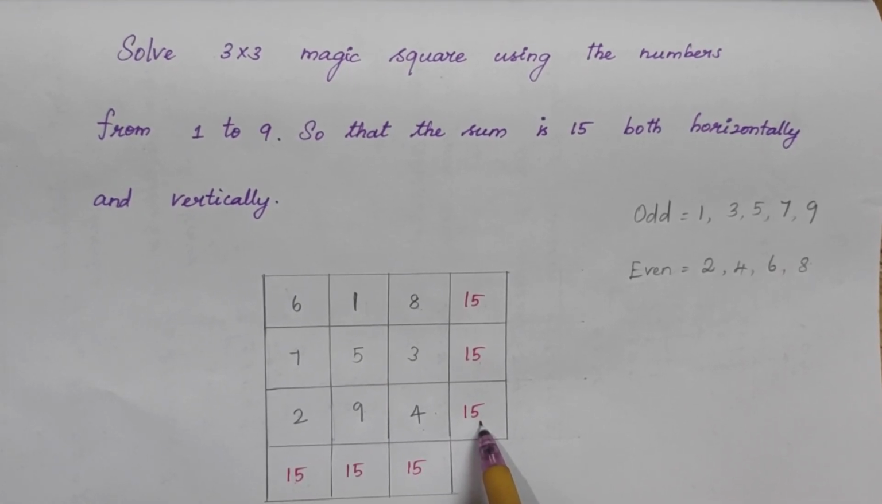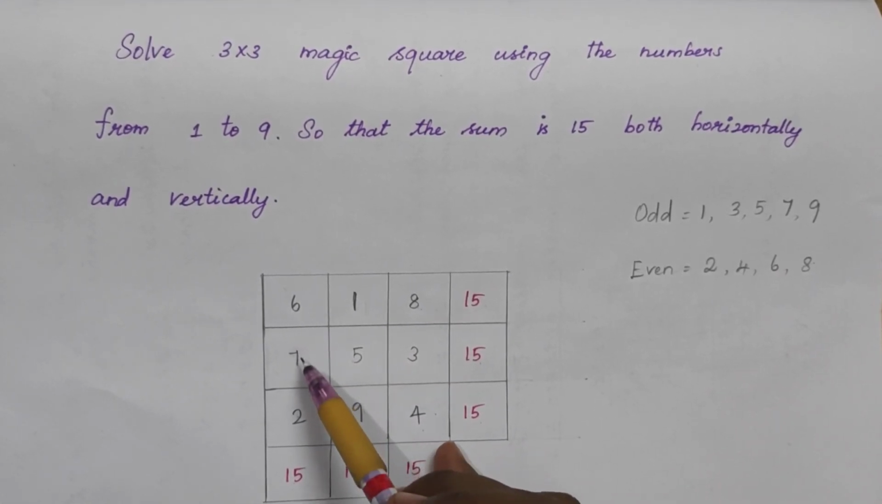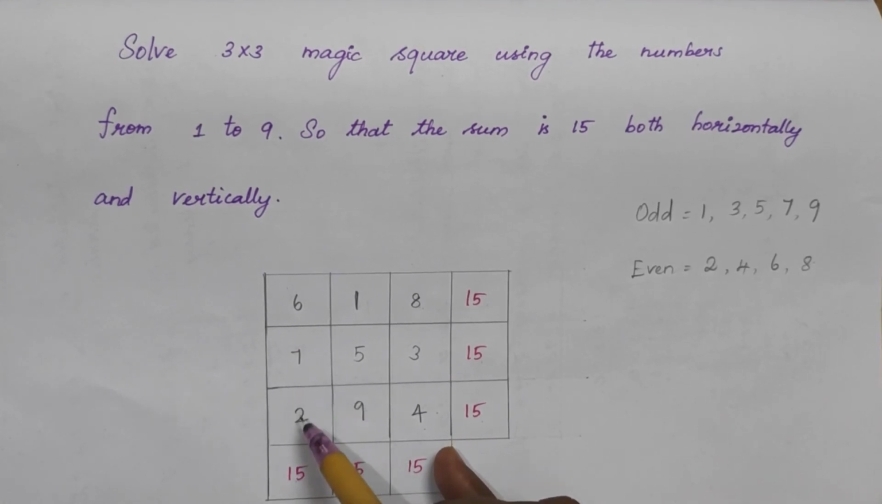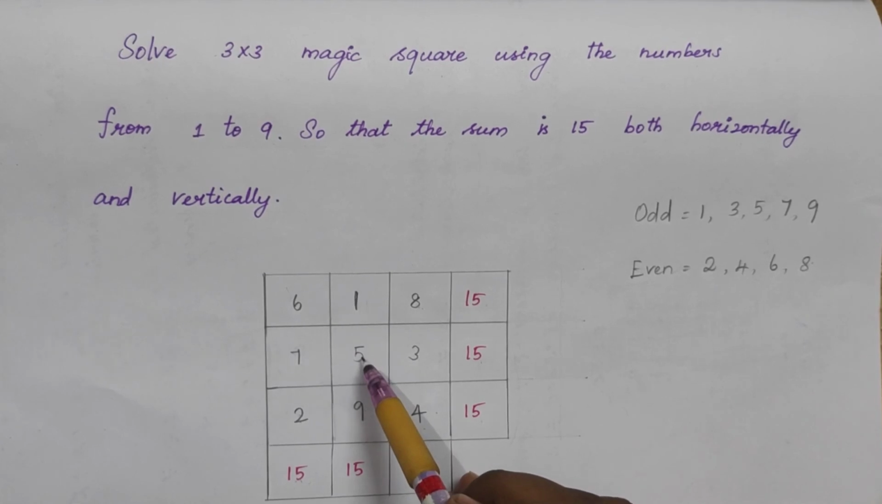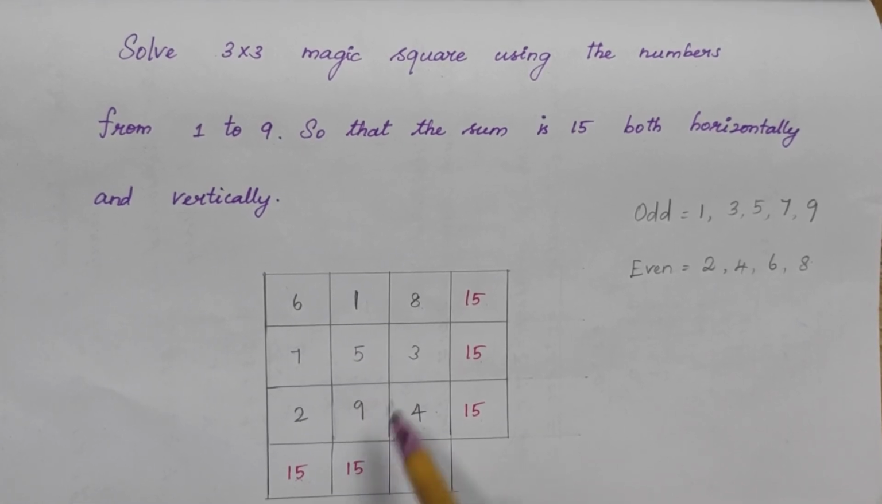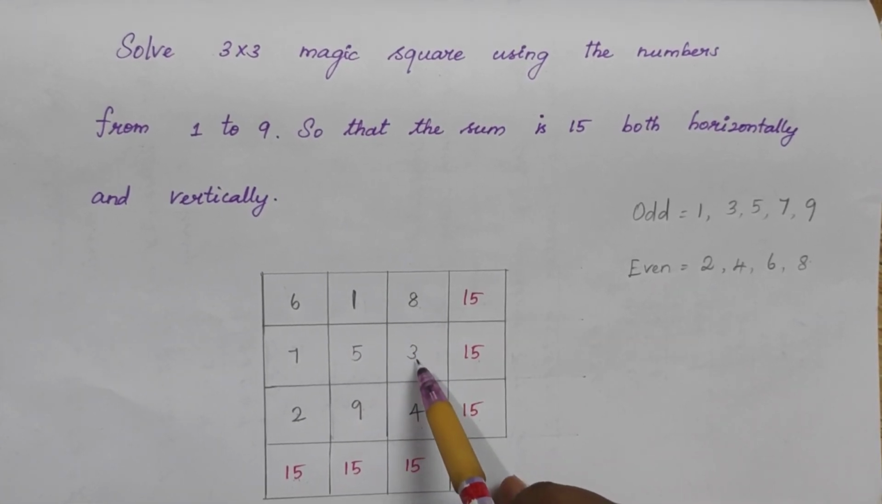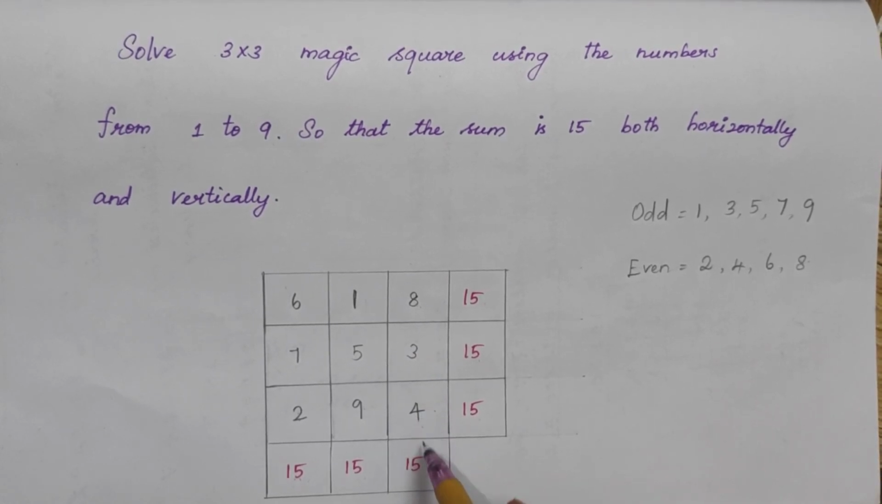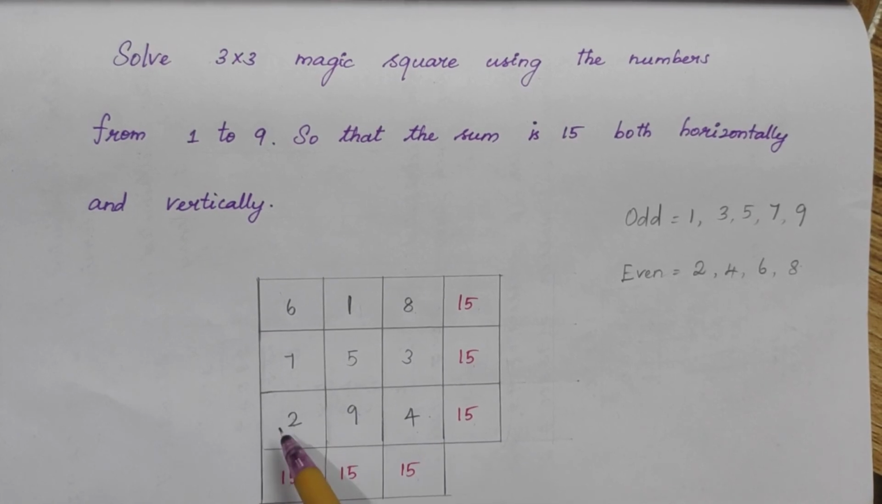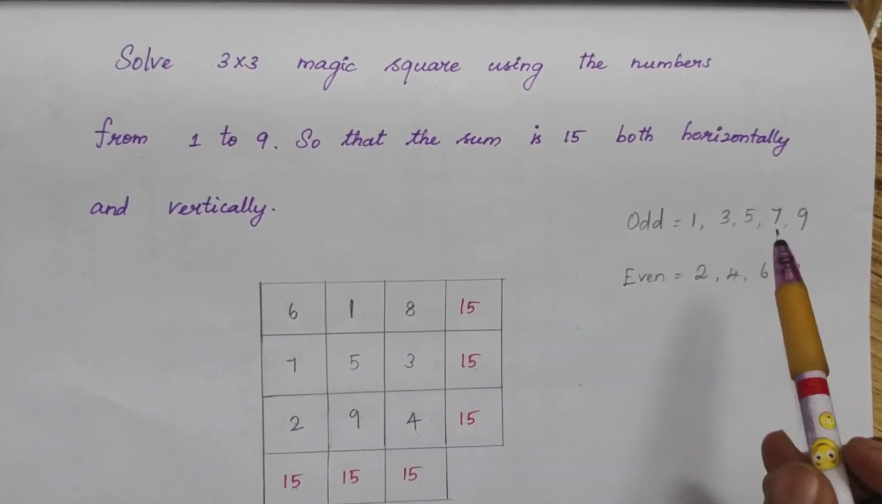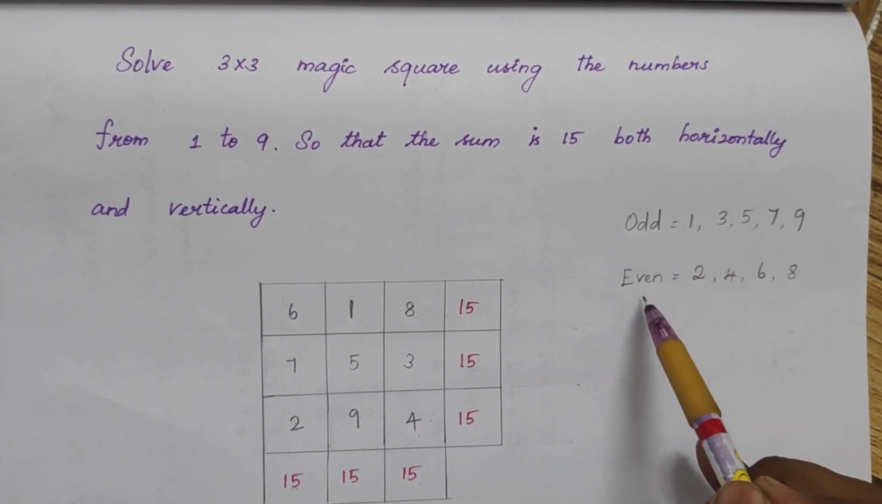Now we can add the columns. 6 plus 7 is 13. 13 plus 2 is 15. 1 plus 5 is 6. 6 plus 9 is 15. 8 plus 3 is 11. 11 plus 4 is 15. So you can arrange this box 1 to 9 by separating the numbers, odd numbers and even numbers.